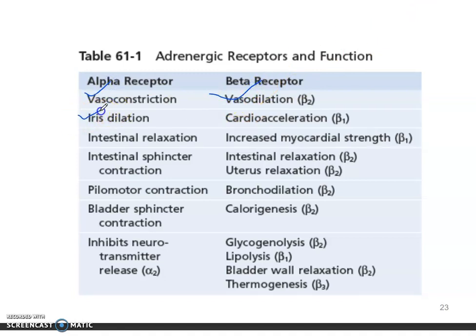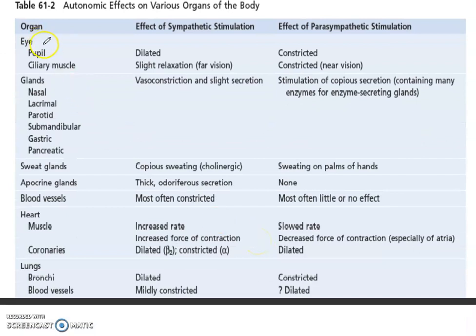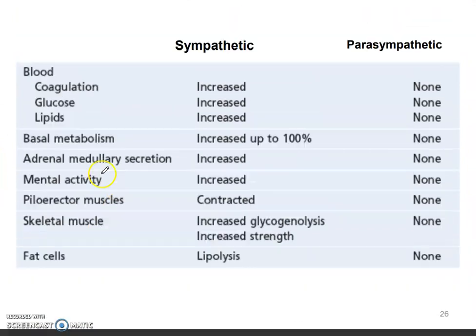And alpha is iris dilation, and you can read the functions. This is the organ, and this is the effect of sympathetic stimulation on the respective organ. If you do sympathetic stimulation on the eye, meaning if you're in a fight or flight response, then there are dilated pupils, because you can have a wide sight in case you need to fight. And the ciliary muscles are relaxed, so you can get far vision. And in parasympathetic, when you are becoming normal, the pupils are again constricted, and the ciliary muscles are constricted as well. And these are the different functions related to the other organs.